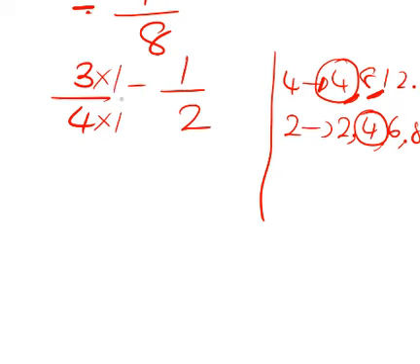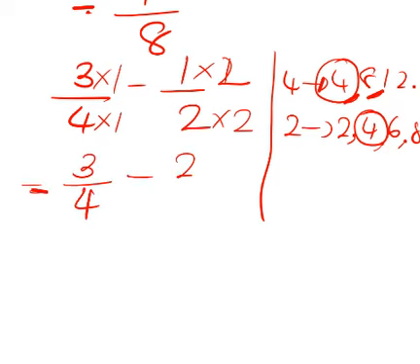Do the same thing with the numerator. Then 2 times 2 is 4. Do the same thing with the numerator, so times 2. Okay, so the question changes to 3 over 4 minus 2 over 4, which is equal to 1 over 4. So the answer is 1 over 4.